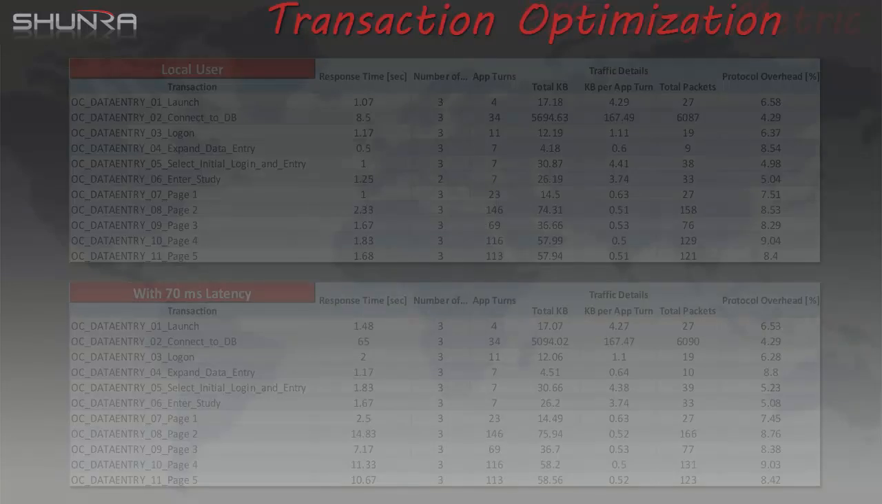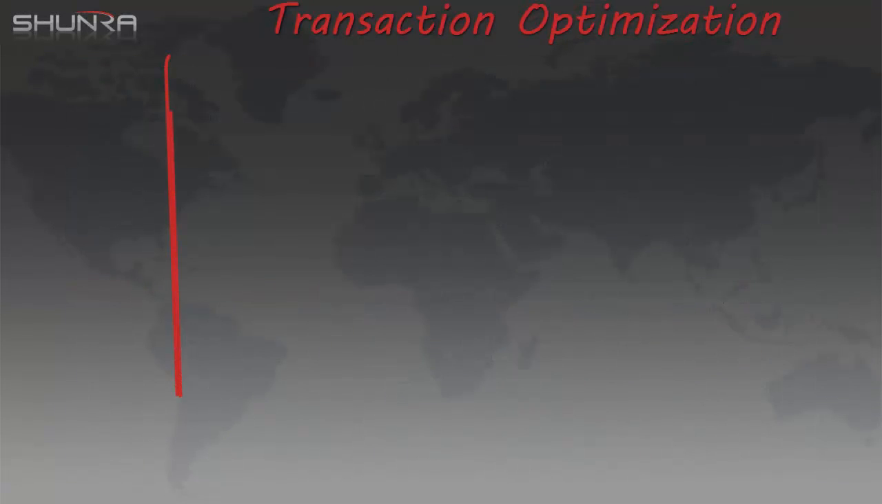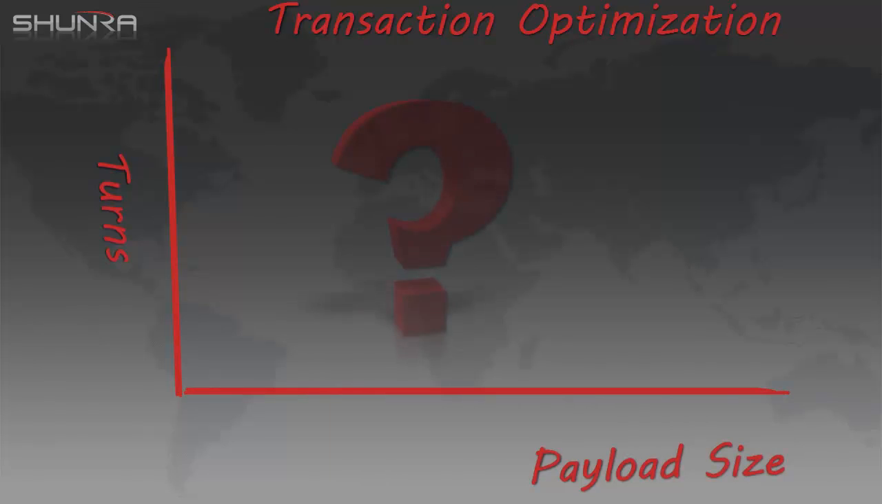Let's draw this graphically. We'll make one axis turns, the other axis payload size. What do we think would be the optimal size in turns to get data through quickly? If you guess 0, 0, it's probably pretty funny, but basically you're right. No data with no turns would absolutely be the fastest, right?